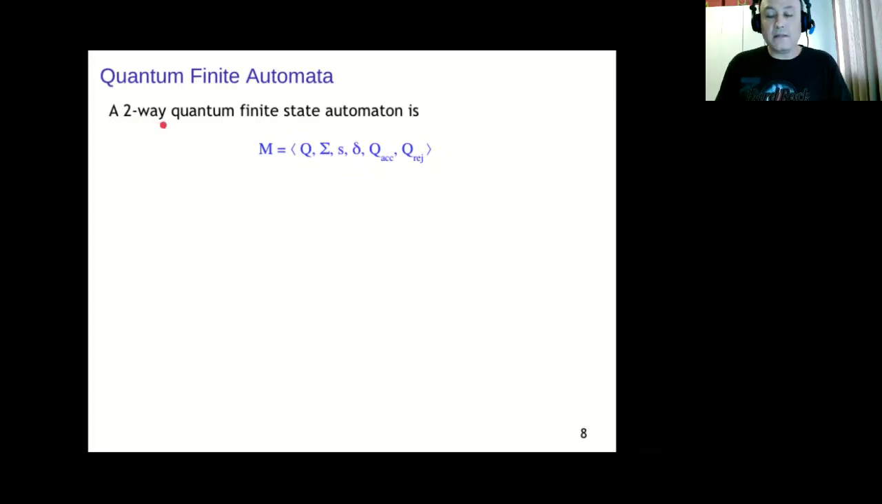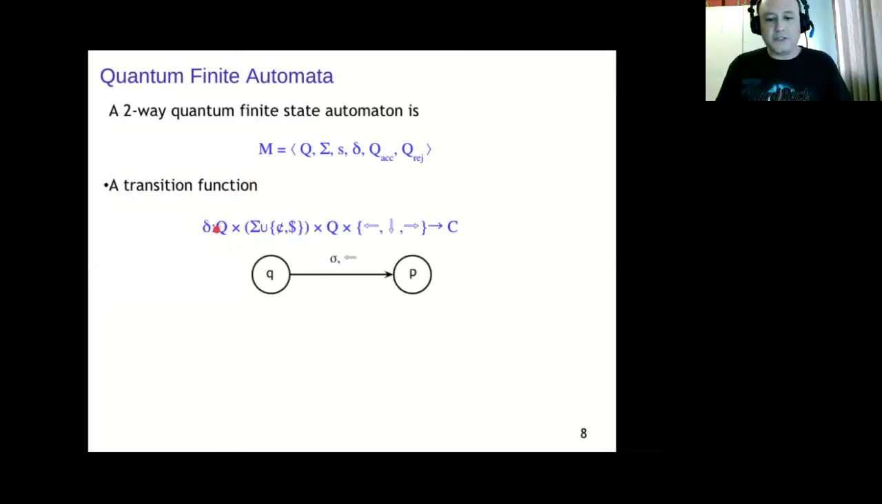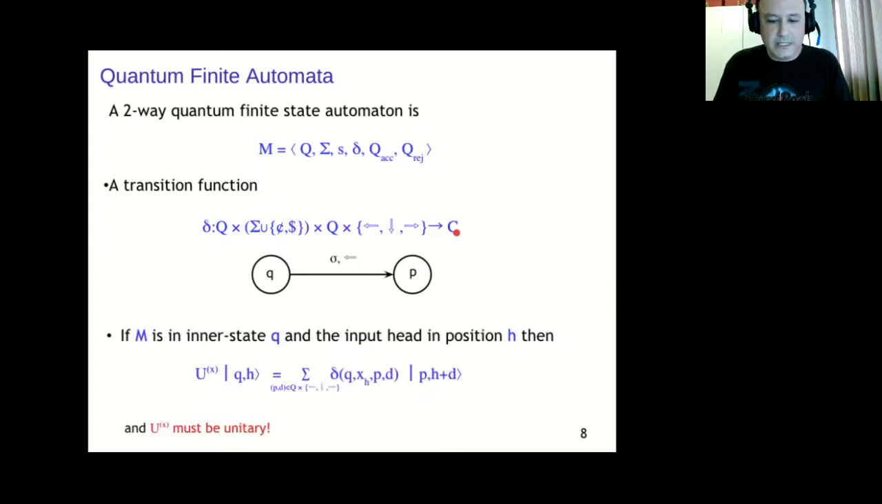And two-way means that the input tape can be scanned from left to right. It's not like one-way, which always moves from left to right. Two-way means that I can choose if I want to go back and read a previously scanned symbol or just stay still, for example. So normally my transition function has to say, okay, if I'm in this state, I read this input, then I move to this state, and I move my input tape head in this direction. And to all that, I assign a complex number. And we have to translate this transition function to a unitary matrix, so we have to define some unitarity condition on the transition function in order to have a quantum finite automaton.